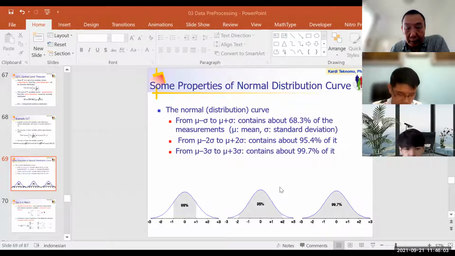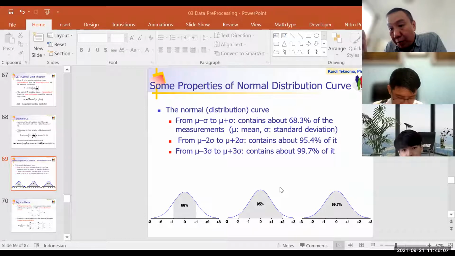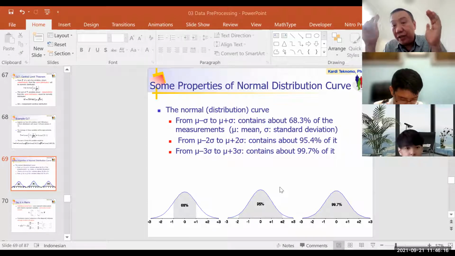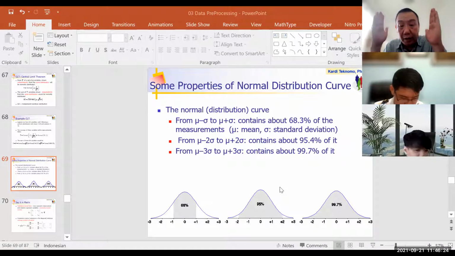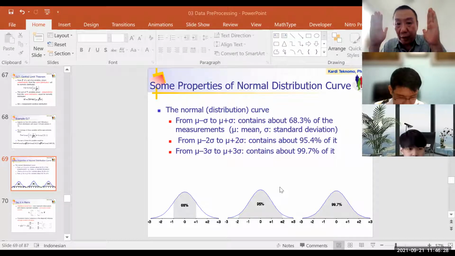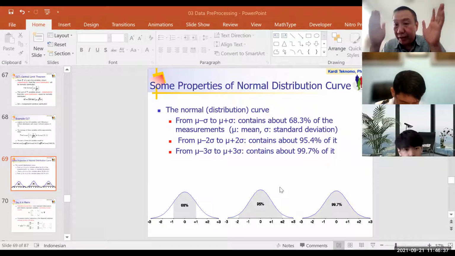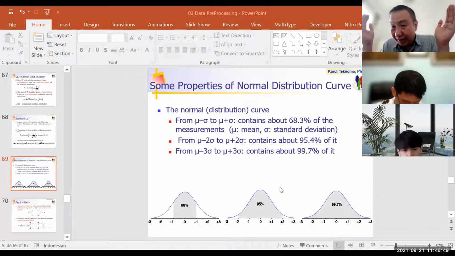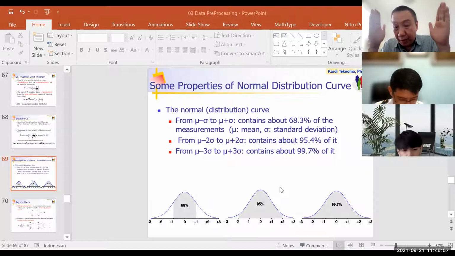Now, if you have a standard normal distribution, what is the meaning of standard normal distribution? That means the mean is 0 and the variance or the standard deviation is 1. Then approximately 68% of your measurements are within mu plus minus sigma. Mu is the mean, sigma is the standard deviation. Approximately 95% of your measurements will be within 2 sigma, and 99.7% of your measurements will be within 3 sigma from the mean.